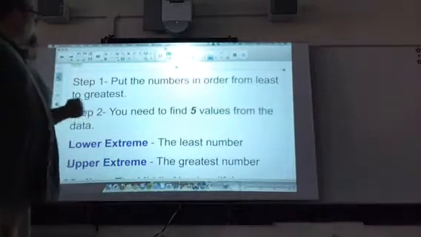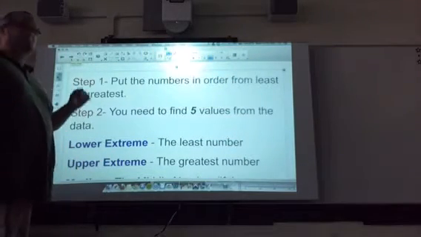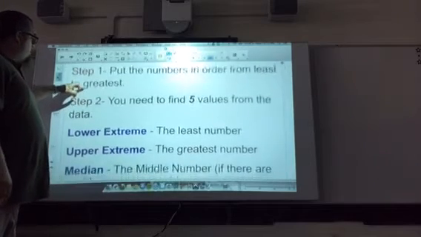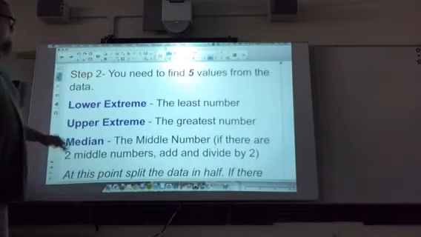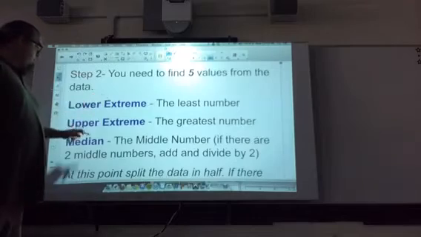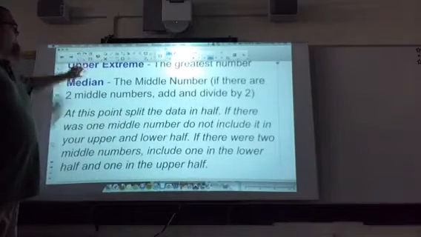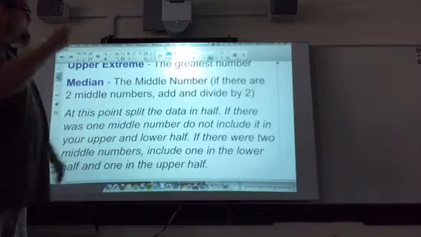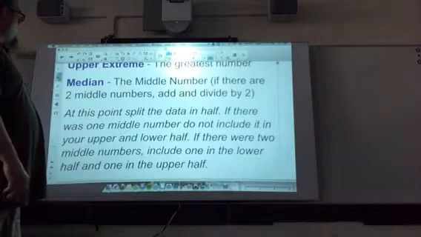Step 1, put the numbers in order from least to greatest. Step 2, you need to find 5 values from the data. The 5 values are the lower extreme, which is the least number, the upper extreme, which is the greatest number, the median, which is the middle number. If there's 2 middle numbers, you add and divide by 2. You find the mean of the 2 middle numbers, right?